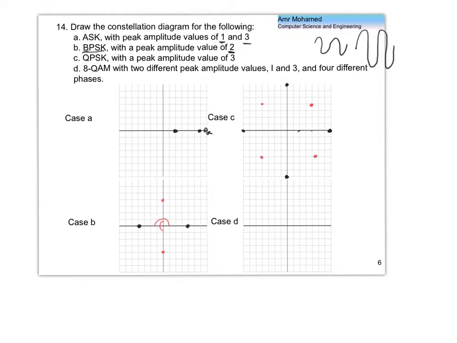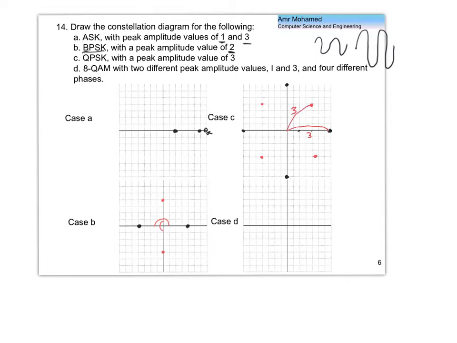Both are fine. Okay? For the black one, this is 3. Right? So the amplitude is always measured from the zero origin. For the red one, this is 3.